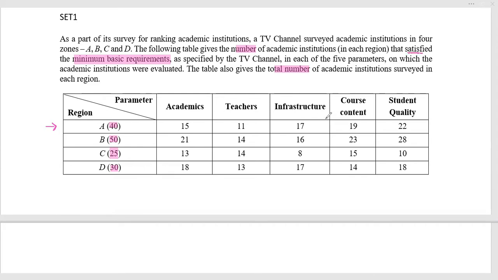For all of them, some basic requirements are there. Out of 40, 15 satisfy the minimum basic requirement. Out of 40, 11 satisfy the teachers' minimum basic requirement. Similarly, these all are data. But how they are divided, we need to understand only logically. And to understand that, let's consider a classroom, only for region A, if I am discussing.